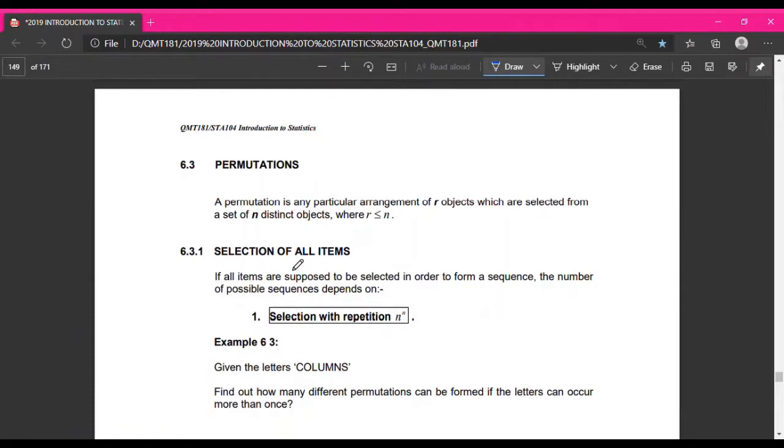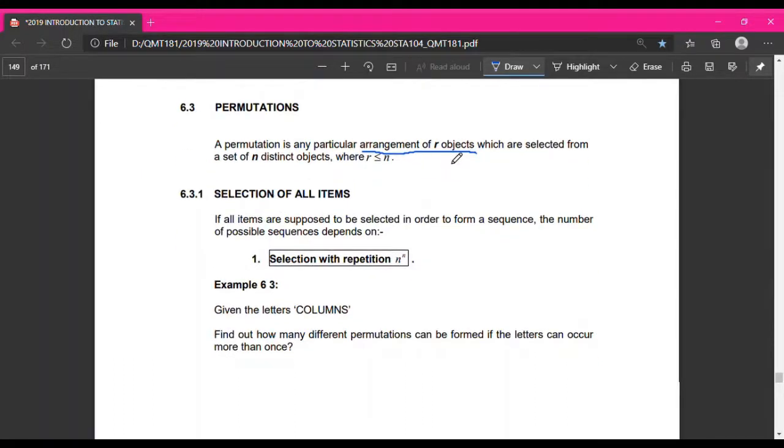Okay, that is for simple counting. The second one is permutation. This is used when there is a condition where the arrangement of objects is important. If we want to arrange or sort something, we have to use the permutation method. If we just want to see how many outcomes there are, we can use simple counting. But if we want to arrange or sort something specifically, we must use permutation. A permutation is any particular arrangement of r objects which are selected from n distinct objects. We arrange r from n objects.